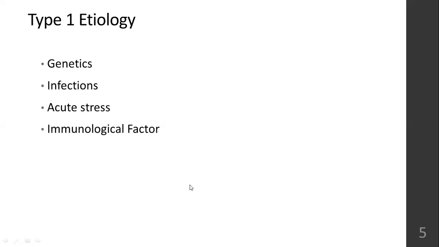Then other factors like infections. In some cases, a viral infection can set off a cascade of autoimmune responses, in which your own immunity will start attacking your cells. Here, pancreatic cells will be affected, and that's how type 1 diabetes can develop.